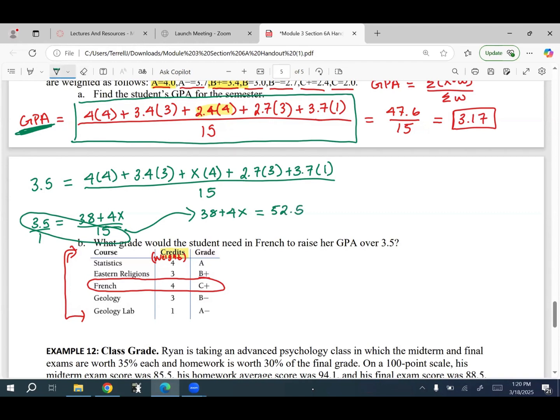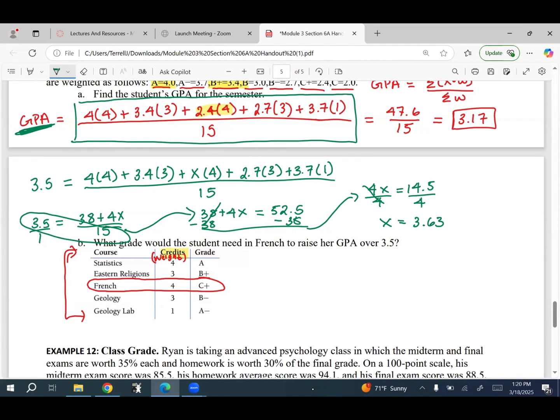And now subtract 38 from both sides. You're going to get 4x equals 14.5 and divide both sides by 4. X equals 3.63.